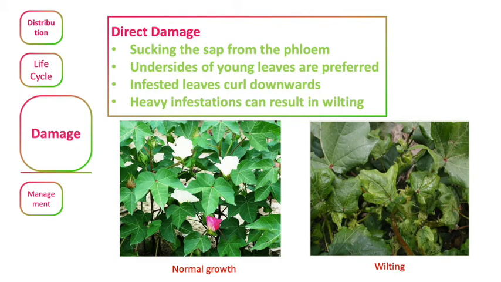Heavy infestations can result in wilting. Young plants often have reduced or stunted growth and may sometimes be killed. Direct feeding damage by aphid on cotton is related to plant growth stage and level of aphid infestation. Aphid populations increase rapidly with favorable climatic conditions and plant nutritional quality.